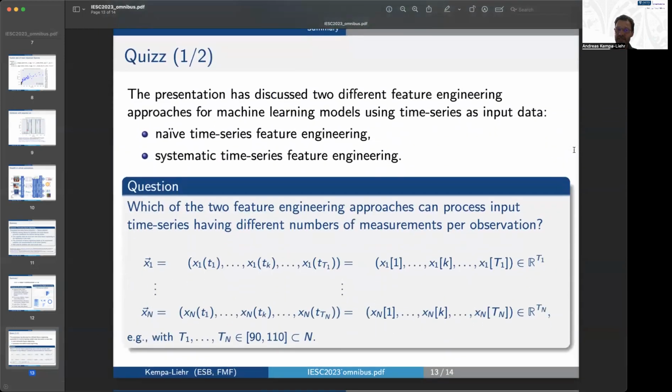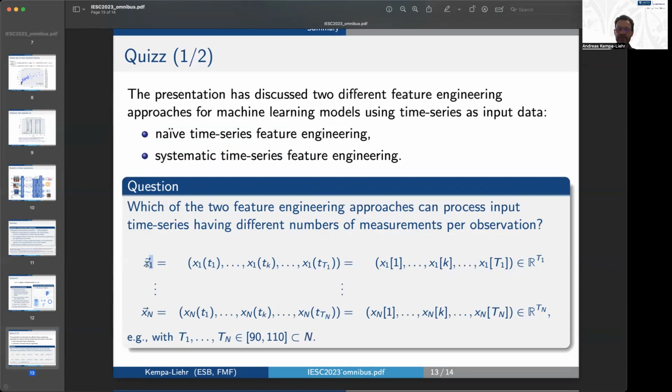So the presentation has discussed two different feature engineering approaches for machine learning models using time series as input data: naive time series feature engineering and systematic time series feature engineering. Now the question: which of the two feature engineering approaches can process input time series having different numbers of measurements per observation? So let's assume the following.